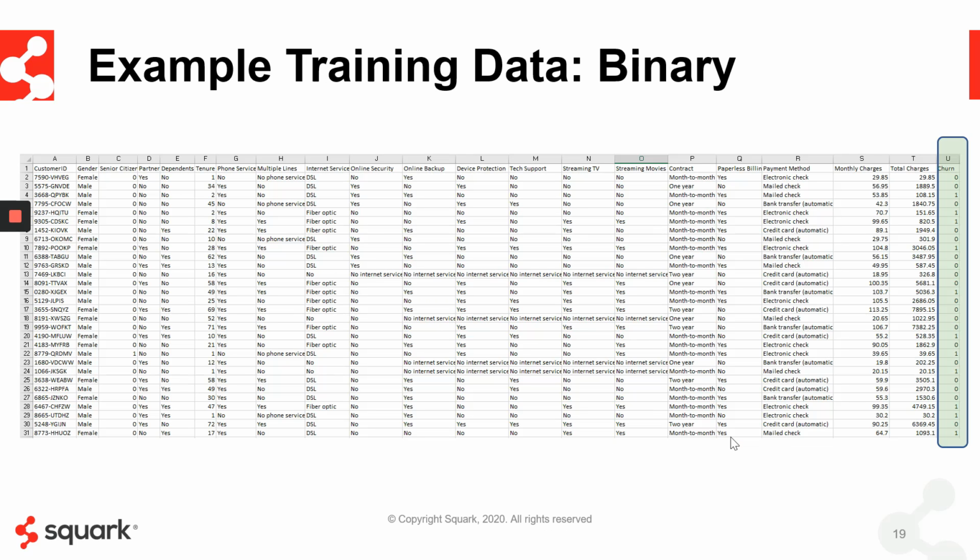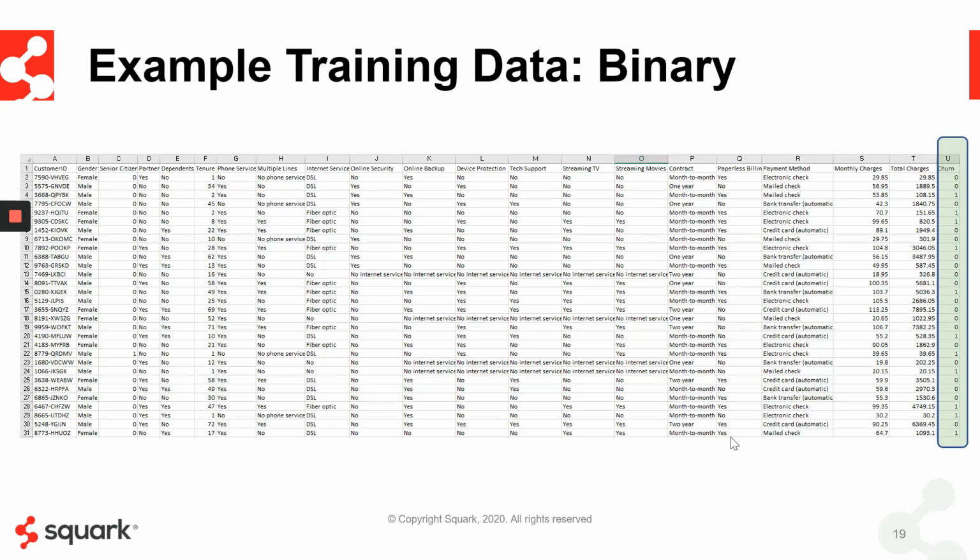Here's an example of training data for binary classification. Notice that each row is a record. So row 2 is customer 7590. She's a female. Each column is an attribute, right? The features of the data. Not a senior citizen. She didn't get her telecom service at a partner. This is telecom data. She doesn't have dependents. She's been a customer for a month. That's the tenure column there.